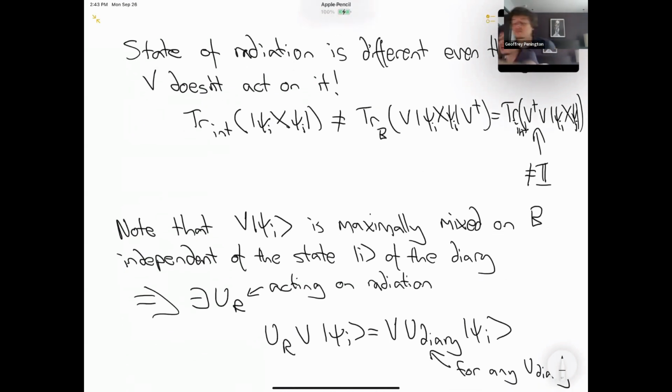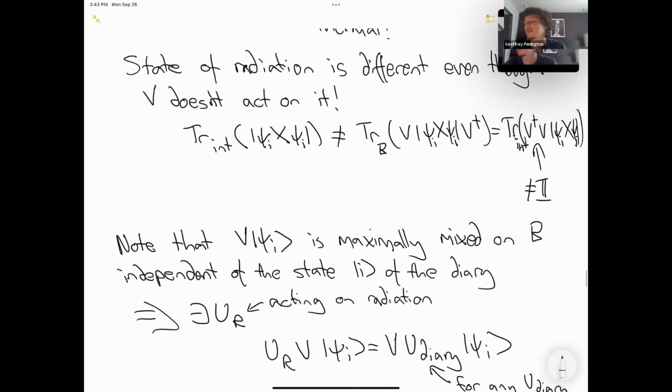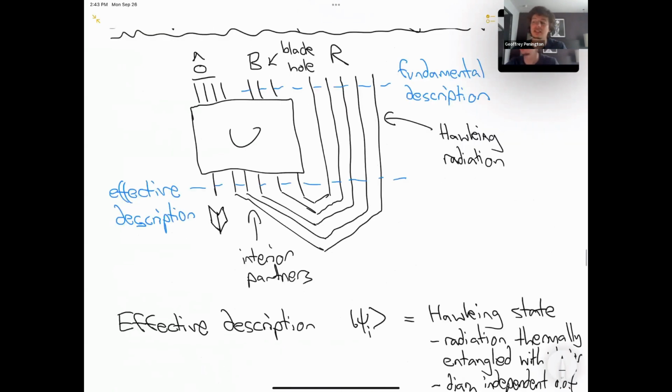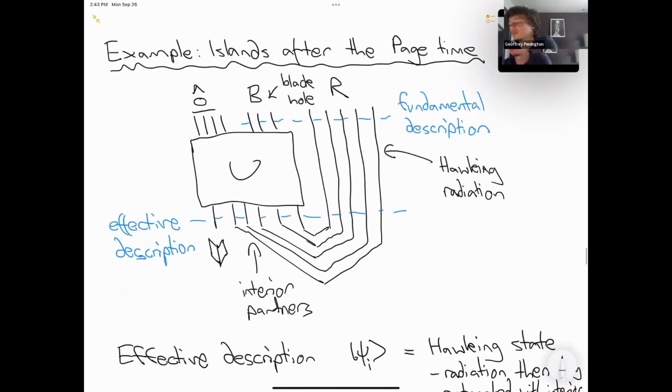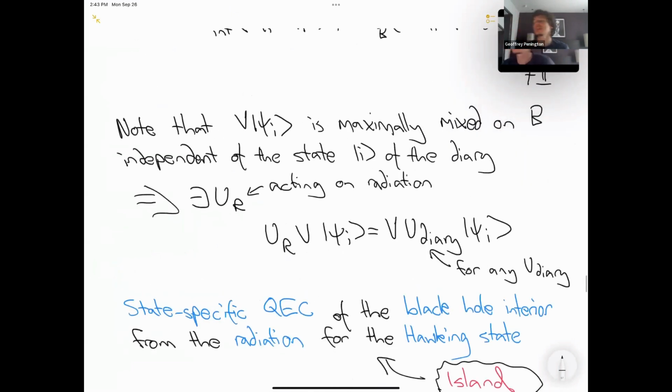So another interesting point is that the fundamental state, V psi I, I'm just going to claim this to you, but if you've studied tensor networks and so on, it should be kind of obvious. This fundamental description state up the top here will always be maximally mixed on big B. Big B will be maximally entangled with big R, and that is true. So that's saying that the Page curve holds, but that will be true regardless of the state of the diary. It will be true for any state psi I. Okay, so what does that mean?